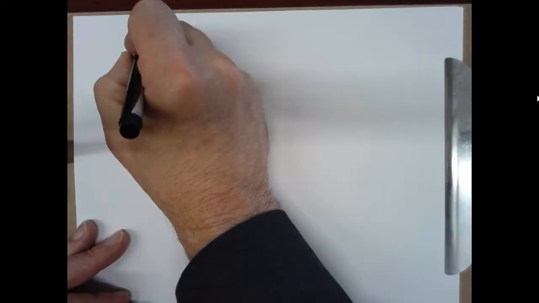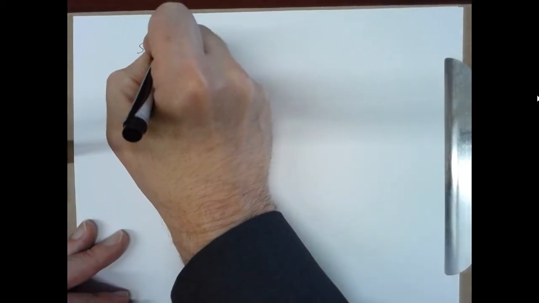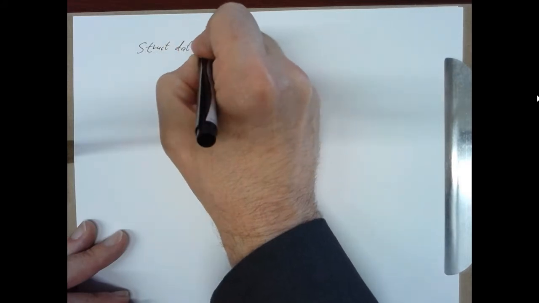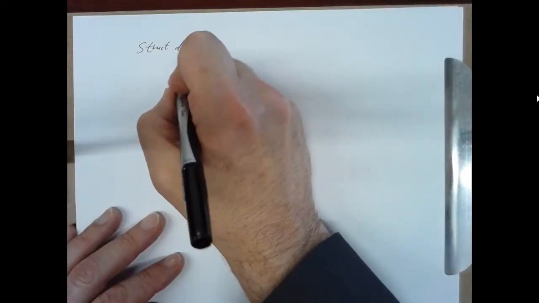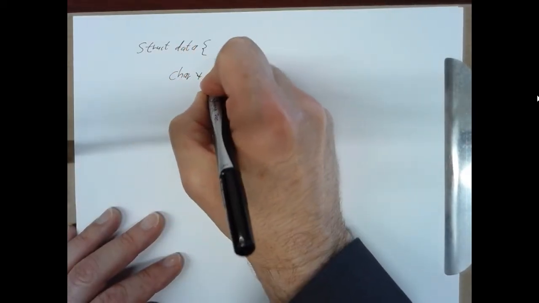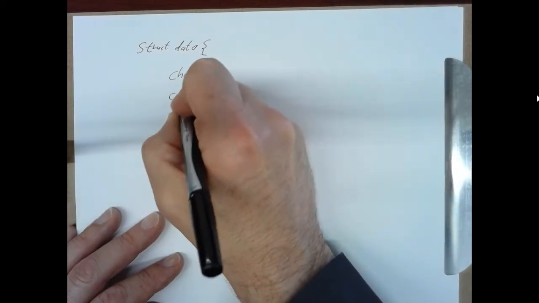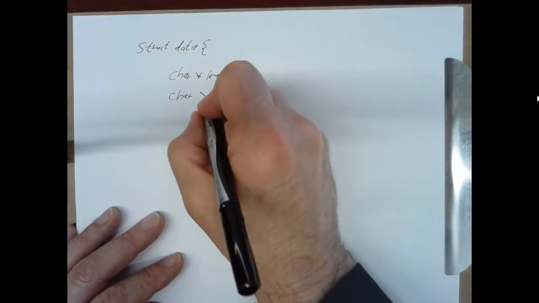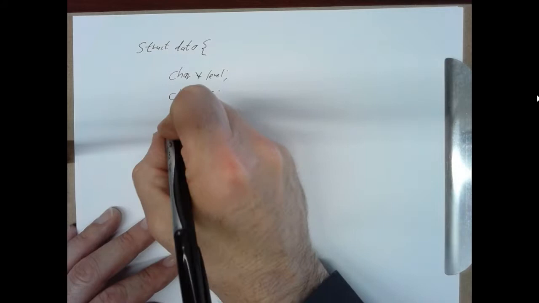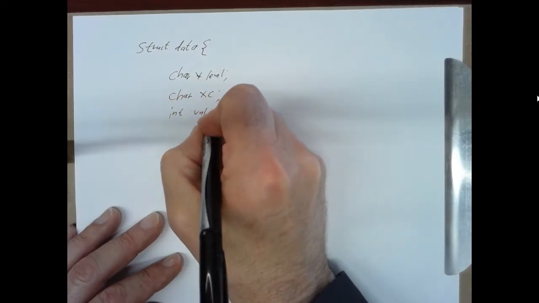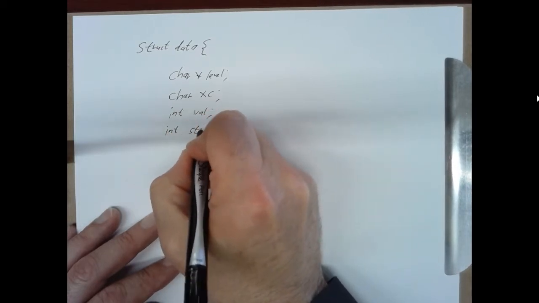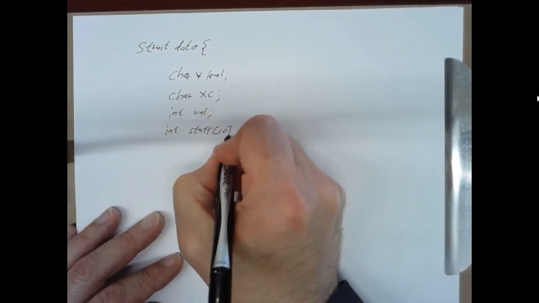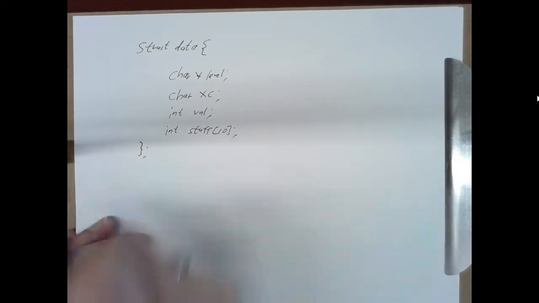So something like struct data. And then you just spell out each of these variables as a piece of the structure. So a string is a char star level, a character xc, an integer val, and then an array of 10 integers named stuff would be int stuff[10], and close bracket, semicolon.